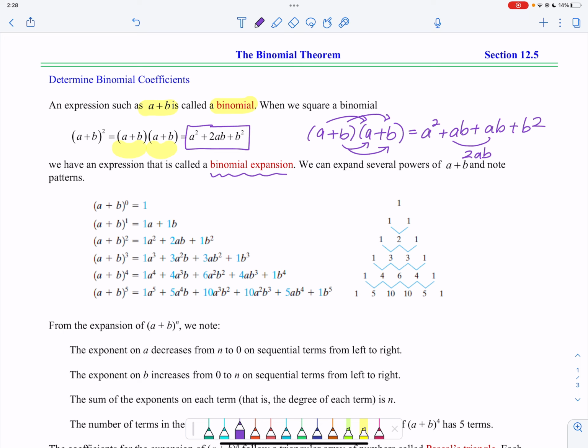And when we expand several powers of a plus b and note patterns, we'll see something like this. So anything to the 0 power is 1. A plus b is just equal to a plus b. And then we just talked about squaring that binomial, and cubing, raising it to the 4th power and raising it to the 5th power. And notice these coefficients: 1, 1, 1, 2, 1, 1, 3, 3, 1 once they're simplified, and so forth.